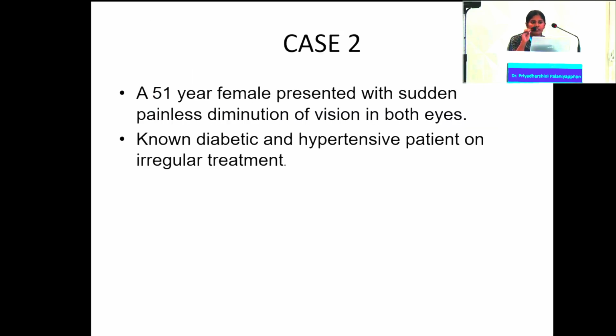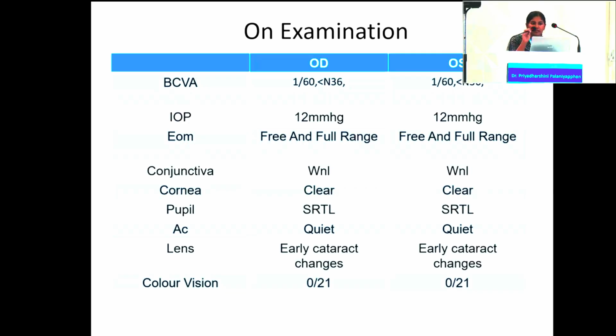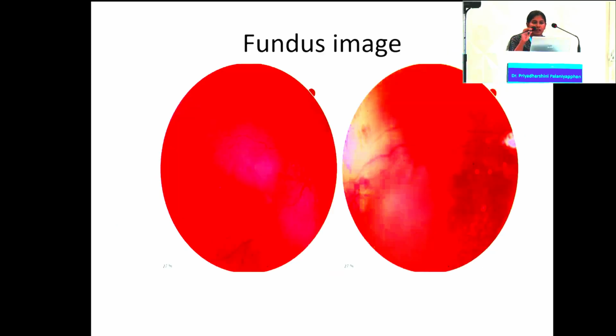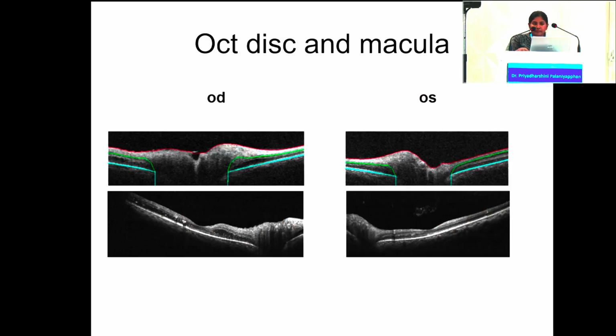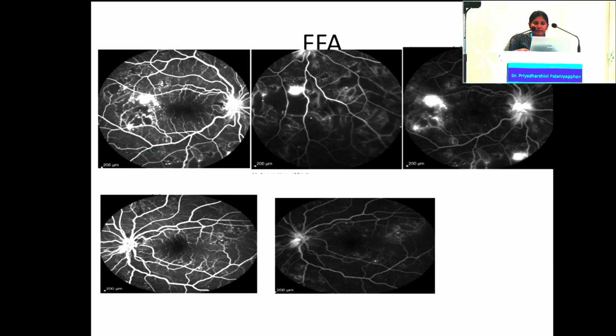Case 2, a 51-year-old female presented with painless diminution of vision in both eyes. She is a known diabetic hypertensive patient on irregular treatment. On examination, BCVA of both eyes was 1/60 and 3/6. Her extraocular movements were normal. Pupil was sluggishly reacting and color vision was reduced. The fundus image showed disc edema with splinter hemorrhages and retinopathy changes in both eyes. OCT showed disc edema and retinal thickening with hyperreflective foci, more in the right eye.